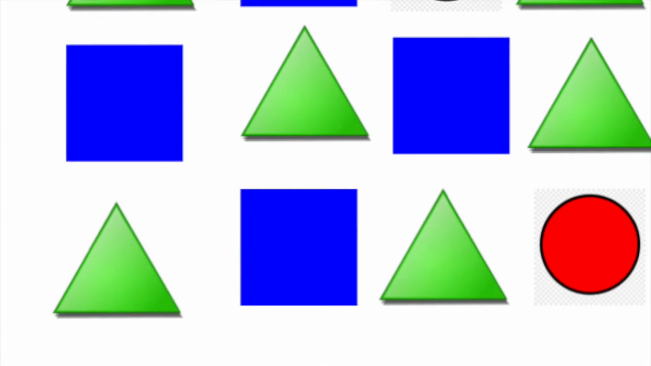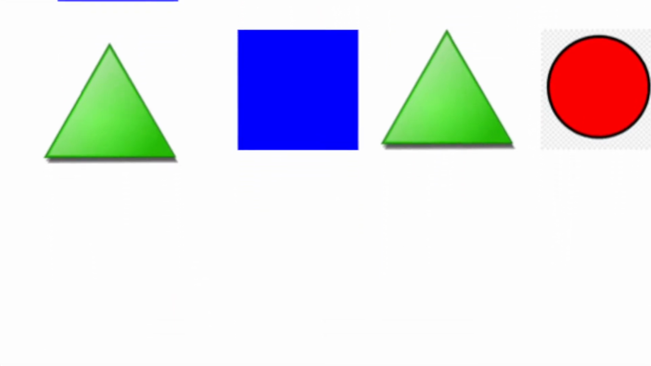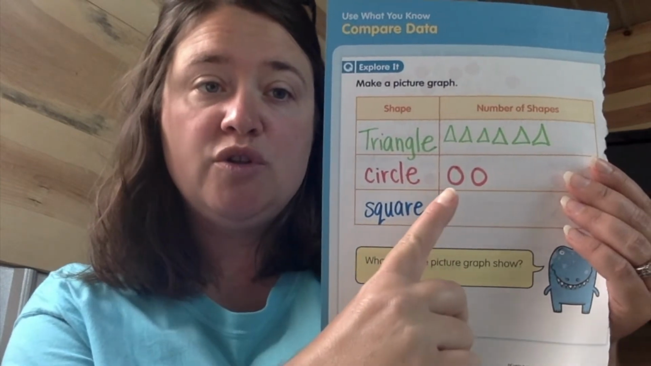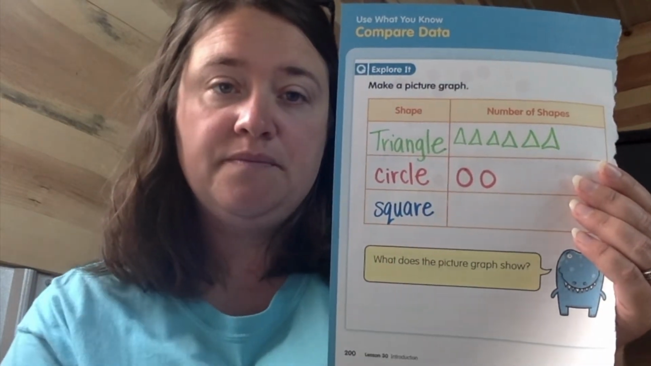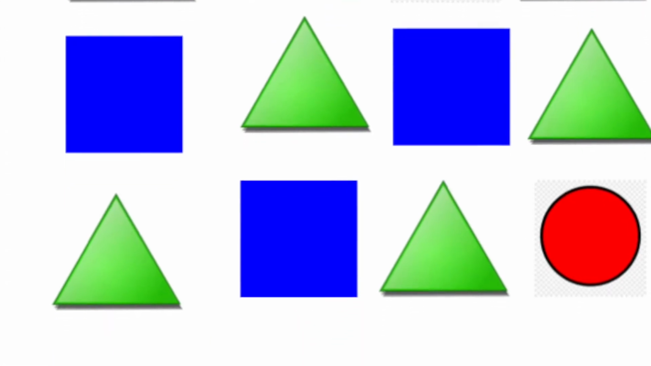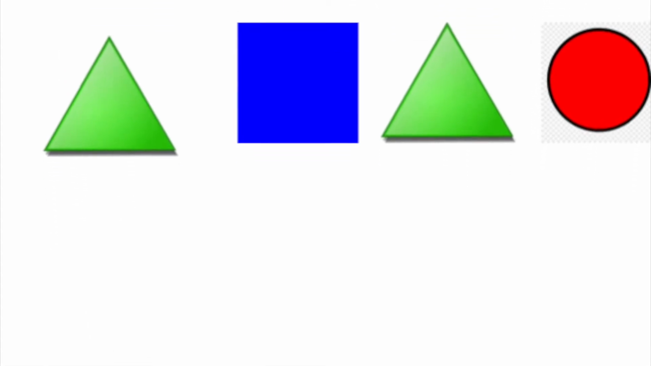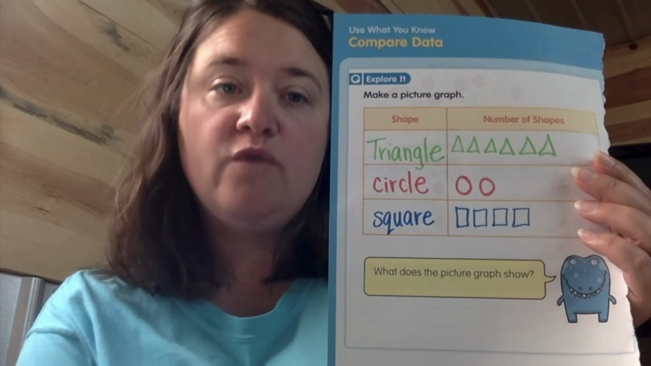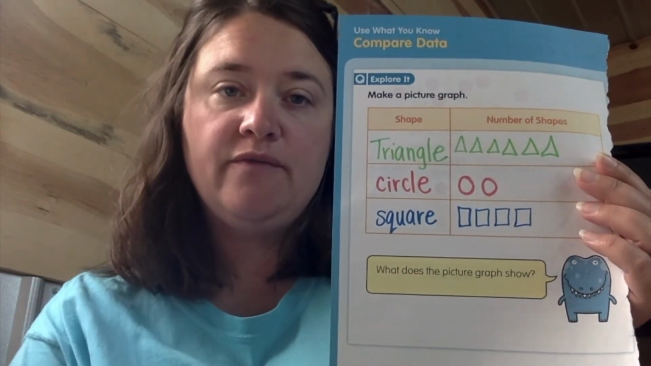Now we will count how many circles we see in the picture. There were 2 circles in our picture, so now you will draw 2 circles. Count the squares in the picture. There were 4 squares in the picture, so you will draw 4 squares on your picture graph.